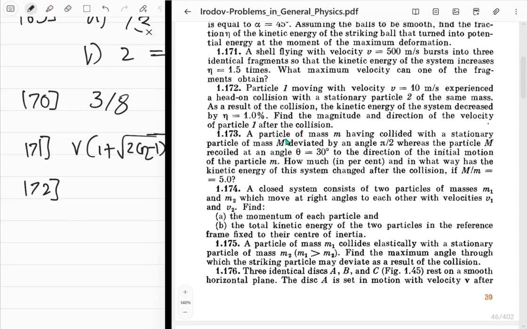Wait, isn't this somewhat like the previous question? Yeah, it kind of is. It's slightly different, but it's pretty much the same thing, right? So all you have to do is momentum conservation, and the kinetic energy equation, not conservation, but the equation for that.